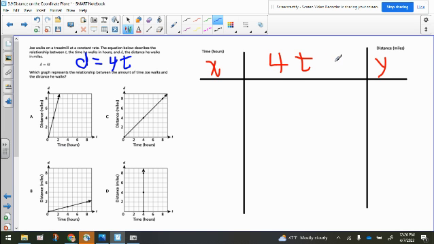And the function is 4t. So it's 4t equals y, right? Which they're calling d, because the distance is on the y-coordinate, just to clarify.